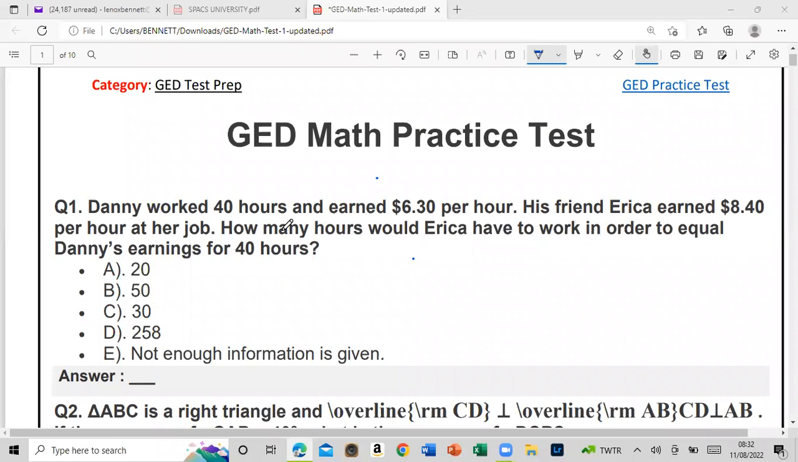Hope everyone is okay. As you can see, we're looking at the GED math practice test. Let's get right into it.